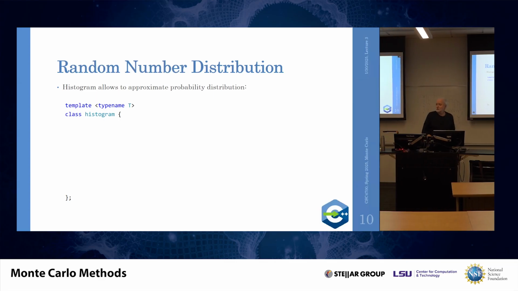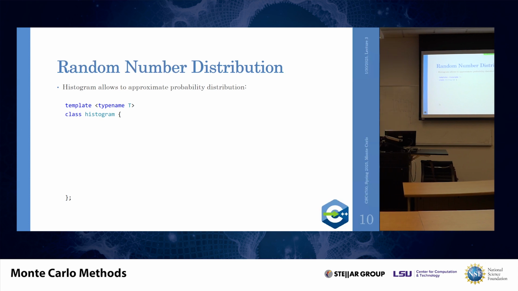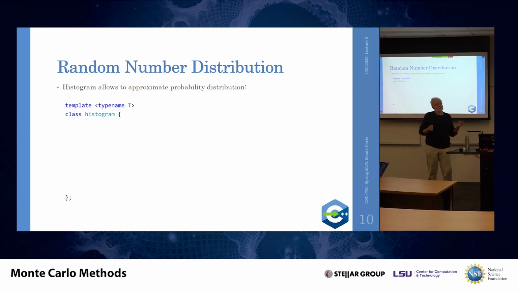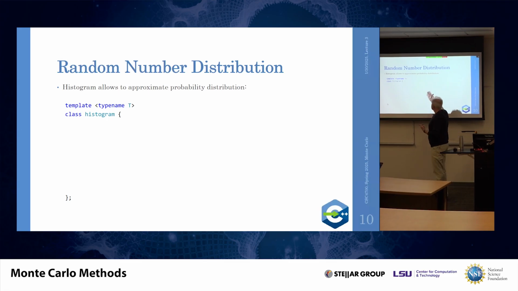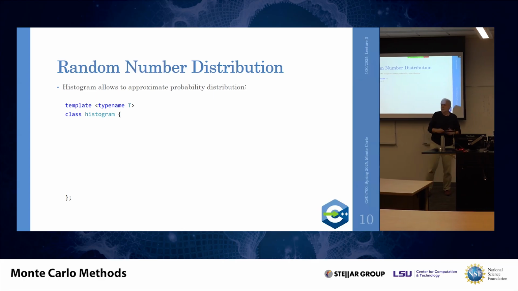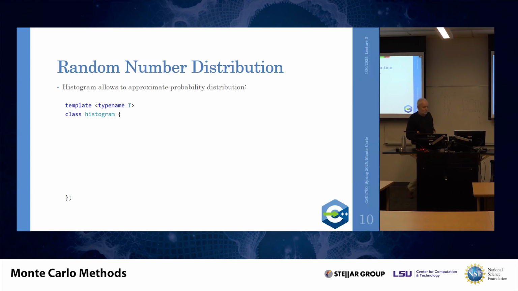Has nothing to do with Monte Carlo methods, but I wanted to show you that the random number generators we have really create proper statistical distributions. And by that, I will collect histograms for a uniform distribution and for a normal distribution, and we will see that it really gives us what we expect.